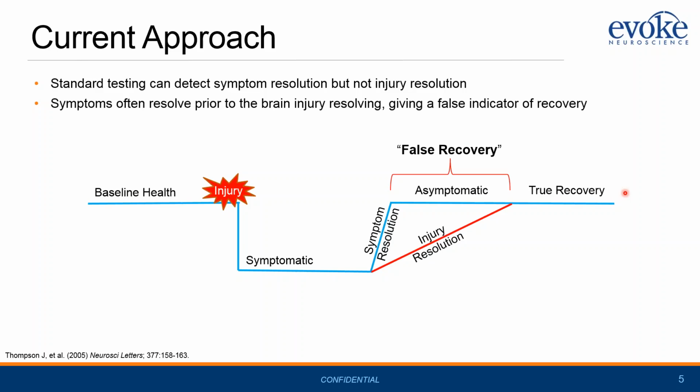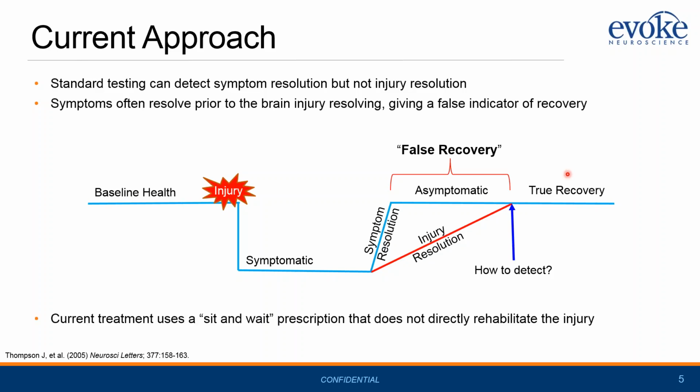Their brain has healed, they're feeling good, and now they're ready to play. So the question is, how do we detect this point? We know how to detect this point when our symptoms have resolved. That's relatively easy to do. The challenge is, how do we detect when the brain injury has resolved and now they've reached true recovery?